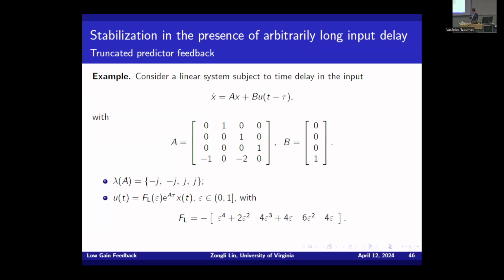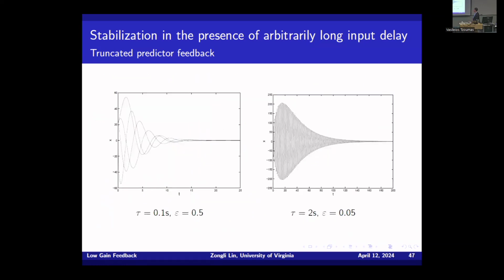And I use one example to show this, again the same fourth order example I showed earlier. And I will get a feedback gain like this. And this is the simulation, right? So for 0.1 second delay, I choose epsilon to be 0.5, and that's the response. But if it's a 2 second delay, then this epsilon needs to be smaller. So in other words, the larger the delay is, the smaller this epsilon has to be. But then the response becomes slower.